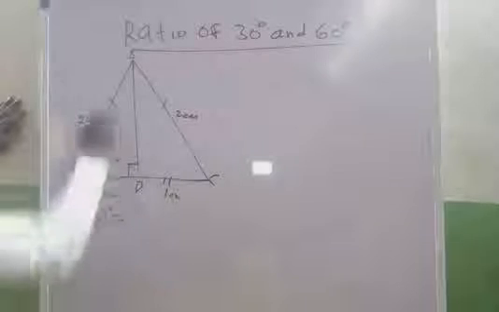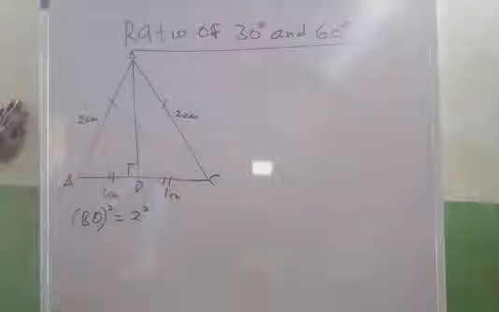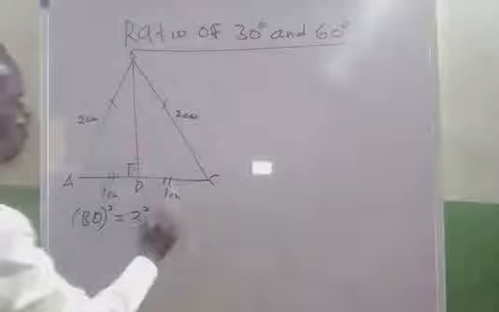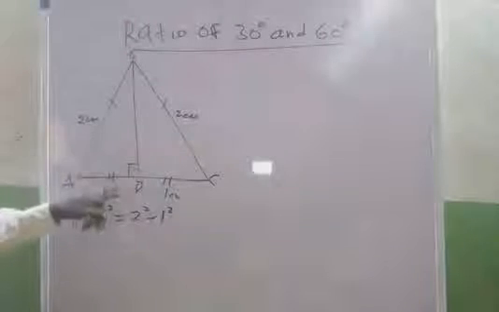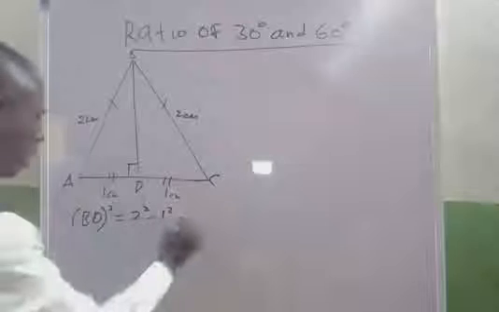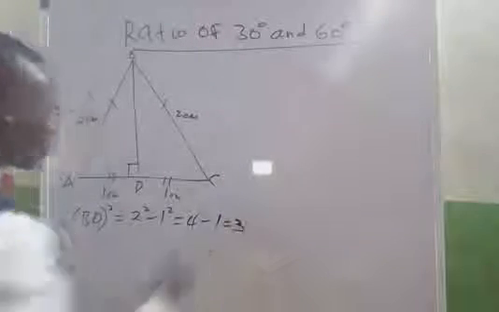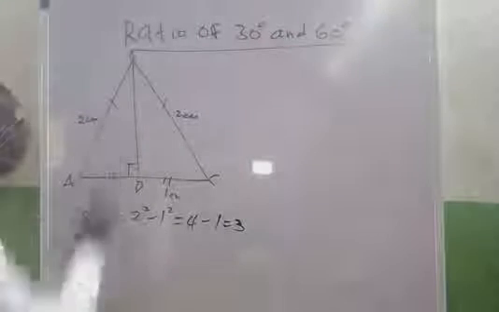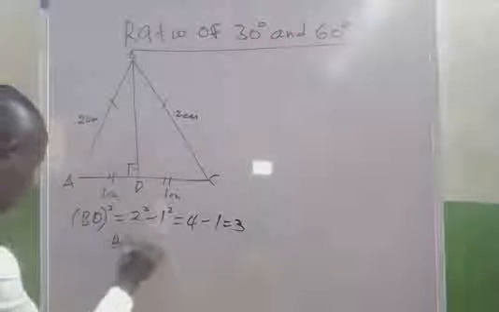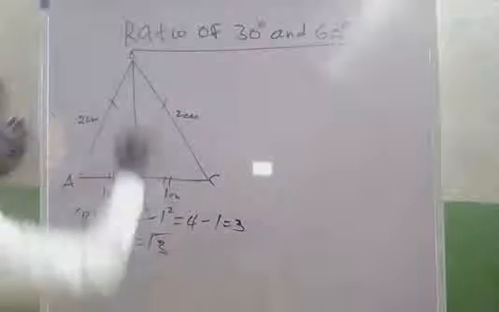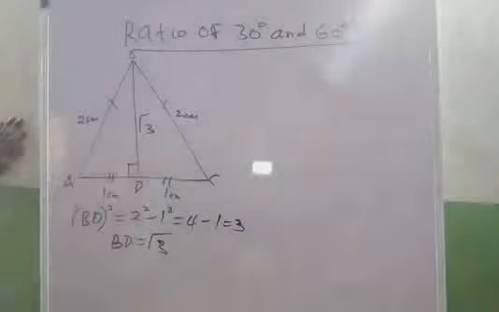BD square will be equal to 2 square minus 1 square. This is 1 centimeter. That's the same thing as 4 minus 1, which is equal to 3. So this line BD will be the square root of 3. So let's put it here. Here's the square root of 3.